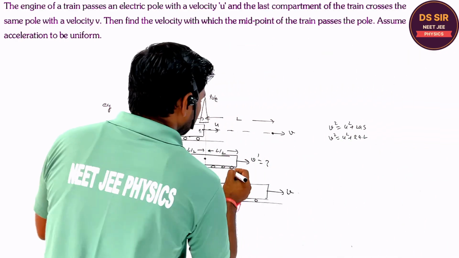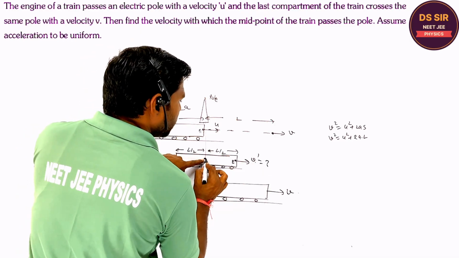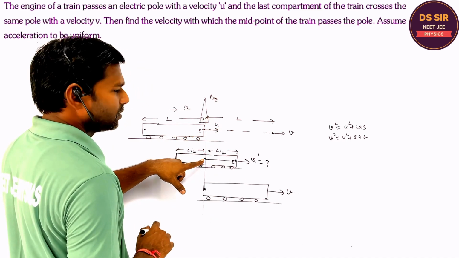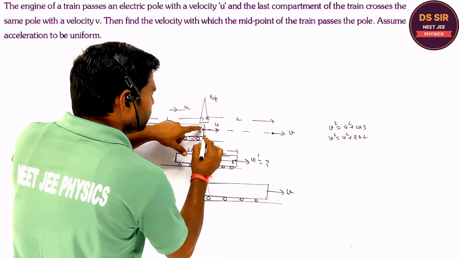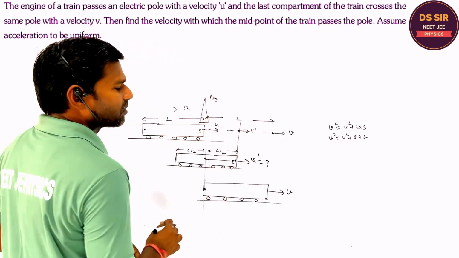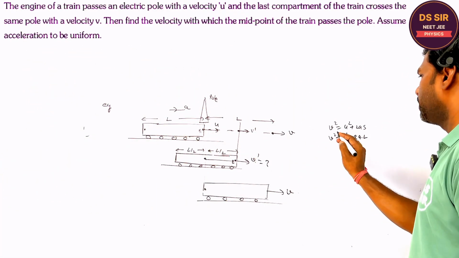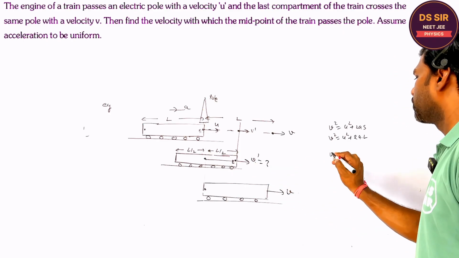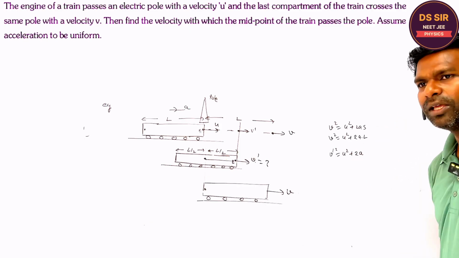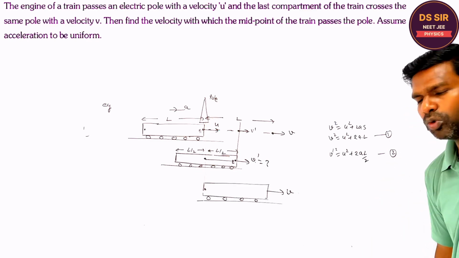In this case, this is the engine. Initially it was over here and its velocity becomes v dash after traveling the distance L by 2. So from here, what is the initial velocity? u. When it is moving, its velocity becomes v dash. What distance is covered? Say L by 2. So here, v dash square is equal to u square plus 2as. Final speed becomes v dash, initial speed is u square, the acceleration is a, and the distance is L by 2. Do you understand these two equations or not?